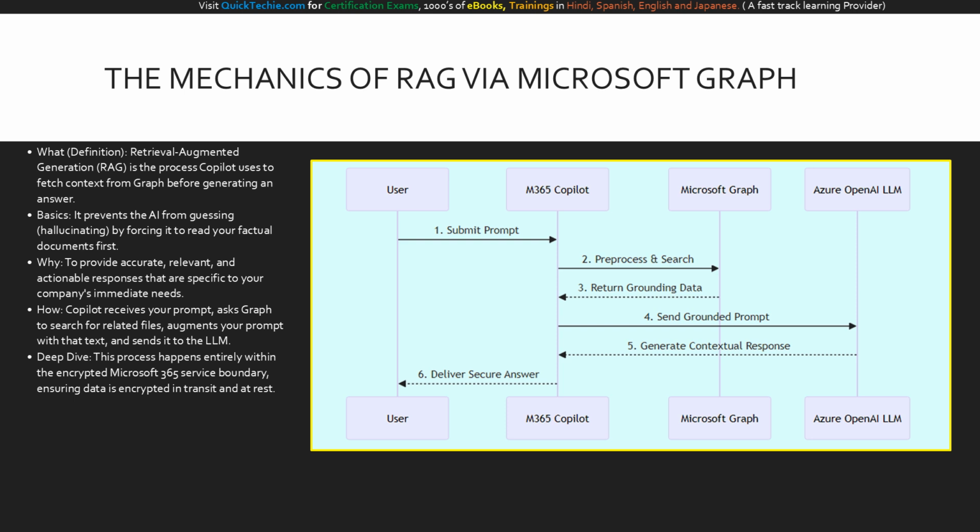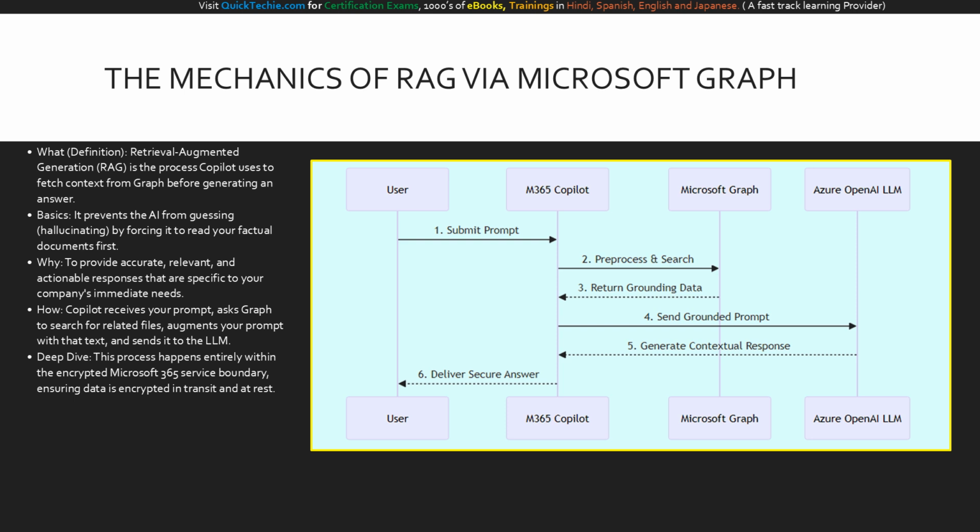In step 1, the user submits a prompt to Copilot. Now look at step 2, Copilot intercepts this and immediately queries Microsoft Graph to pre-process and search for context. In step 3, Graph securely returns the grounding data, your emails, chats, and files.